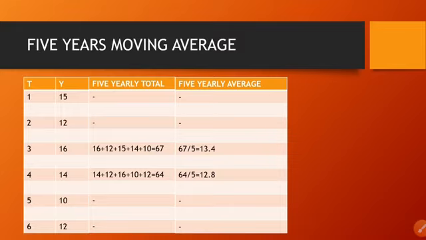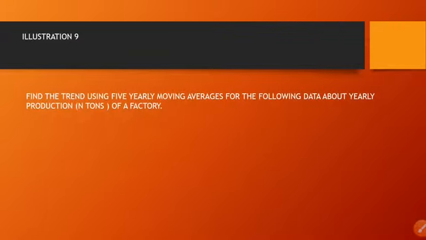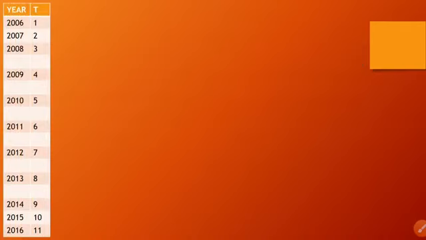So let's start an example. Find the trend using 5 yearly moving average for the following data about yearly productions of a factory. Years 2006, 7, 8, 9, 10, 11, 12, 13, 14, 15, 16. Production in tons: 112, 106, 93, 90, 114, 159, 170, 130, 108, 113 and 115. So you have to do the 5 years average.